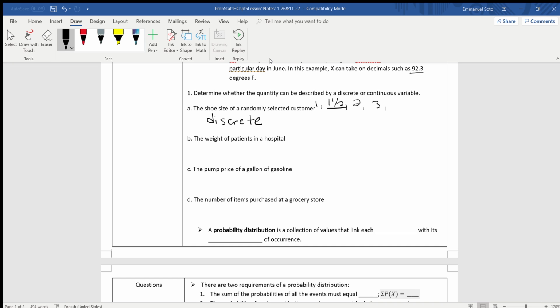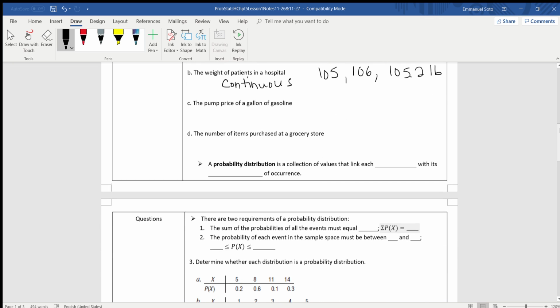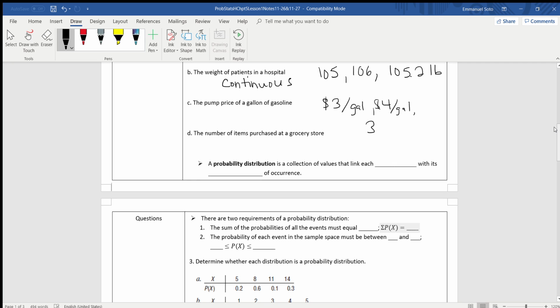With the weight of patients in a hospital, we already talked about that earlier. That's considered continuous, because we can have 105 pounds, we can have 106 pounds, but we can have any number between 105 and 106, such as 105.2 pounds. The pump price of a gallon of gasoline: you can have $1 or $3 per gallon, $4 per gallon, or any number between those, such as $3.21 per gallon. So that will be considered continuous.